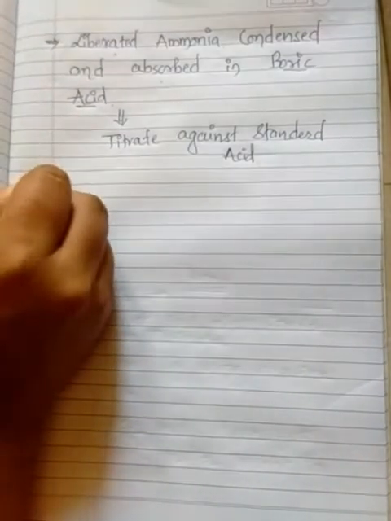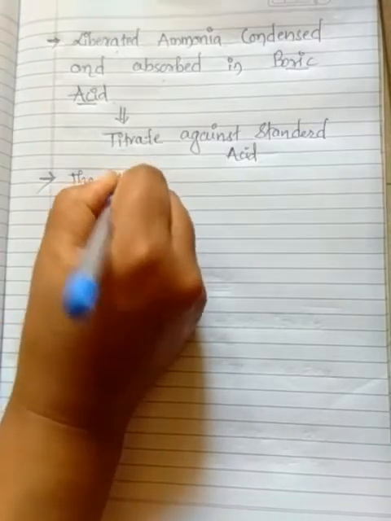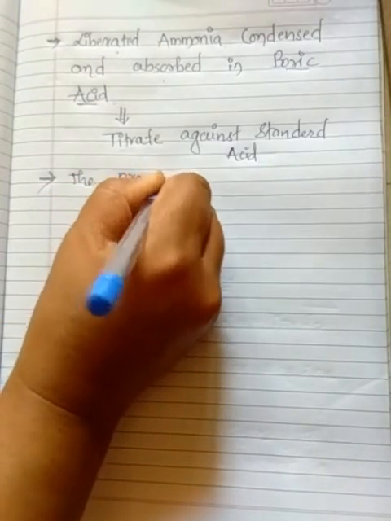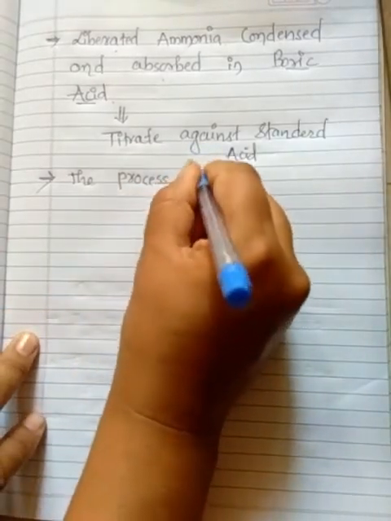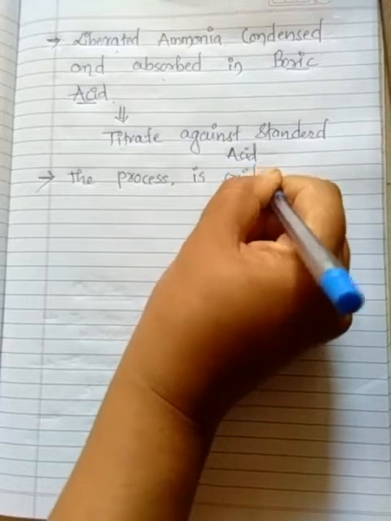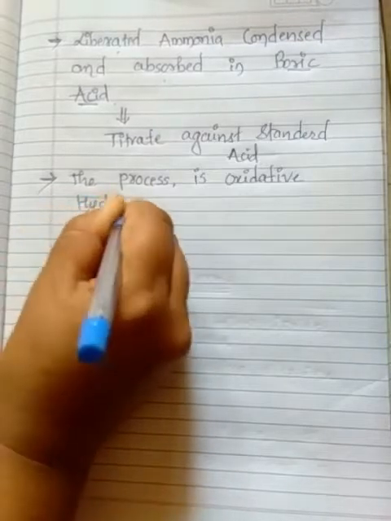And the process is oxidative hydrolysis. As I already told you, KMnO4 is an oxidizing agent and it also hydrolyzes. So the process is oxidative hydrolysis. Uniform time and heating temperature should be allowed for the best result.